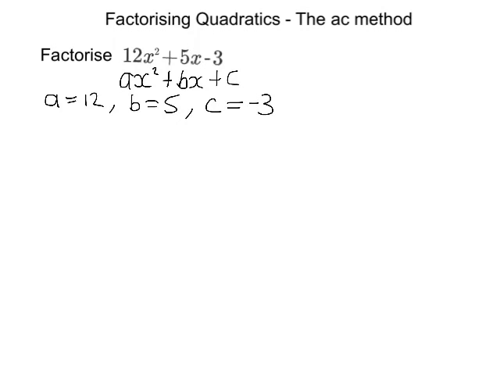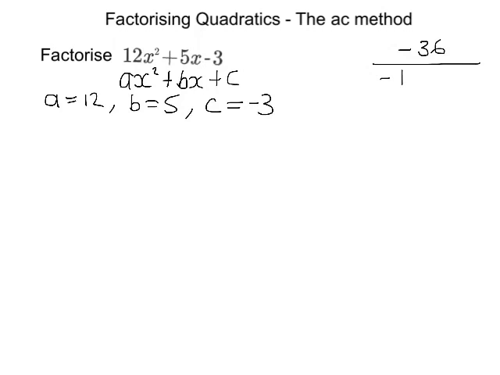Now, the AC method allows us to factorize quadratic expressions like this easily. And what we need to do is to find out what AC is. AC is 12 times minus 3, which is minus 36. So I'm just going to write this over here on the side. So now what we need to look at are factors of minus 36, which add up to give us 5. So let's write out the factor pairs of minus 36.